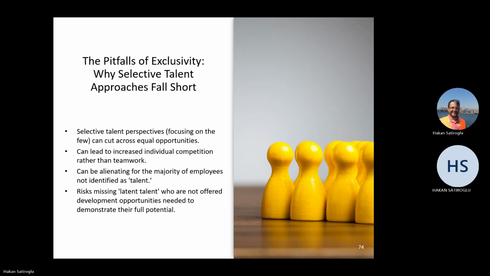How will you champion an inclusive talent philosophy that recognizes potential in every employee, fostering a culture where everyone feels valued and empowered to contribute their best? This is the question.